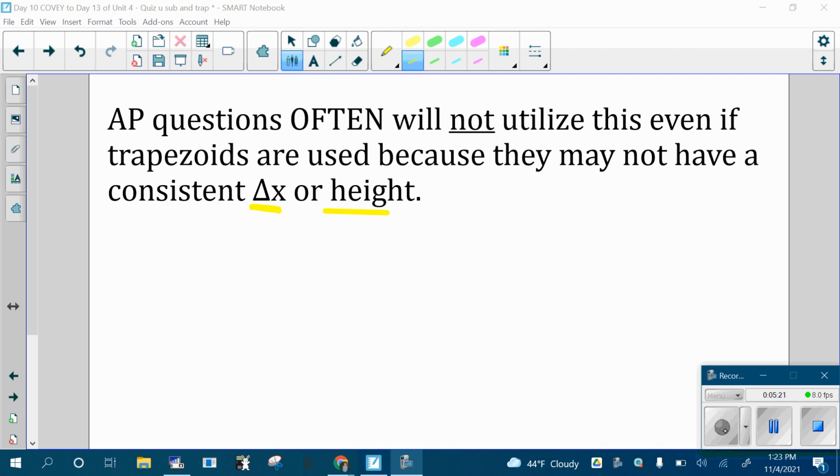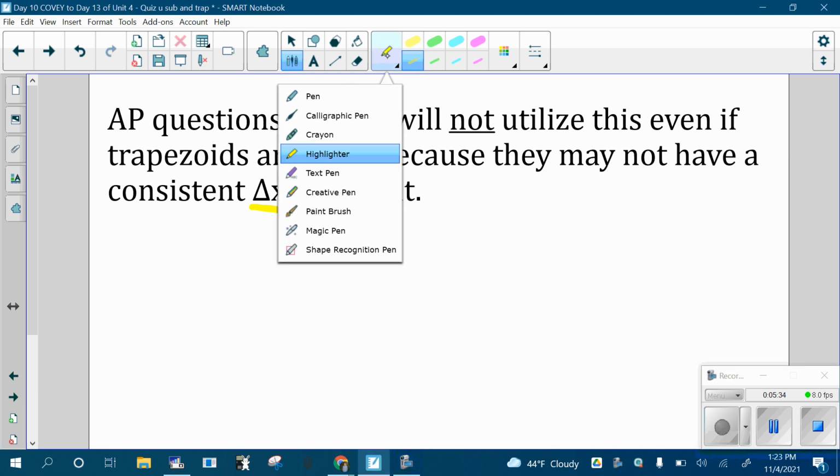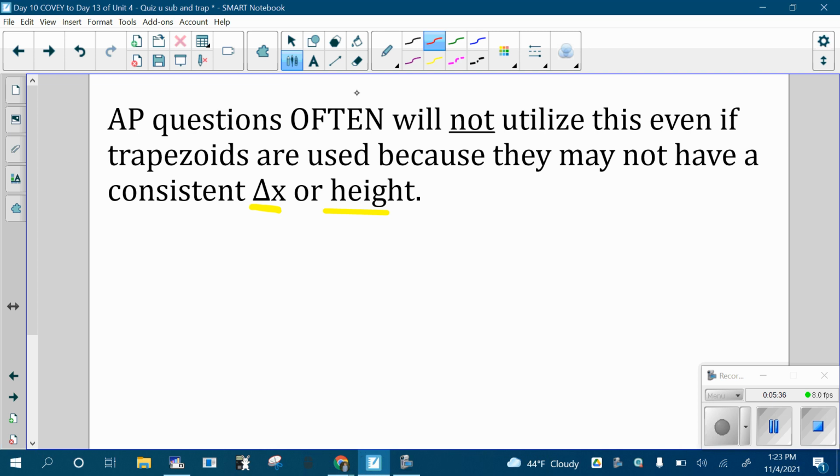But I wanted to go back and say something I forgot to say. If you're wondering, why are we still doing area estimates? We know how to find exact area under the curve. It's because our exact area under the curve strategy, our way we evaluate definite integrals, relies on you knowing the function and being able to find the antiderivative.